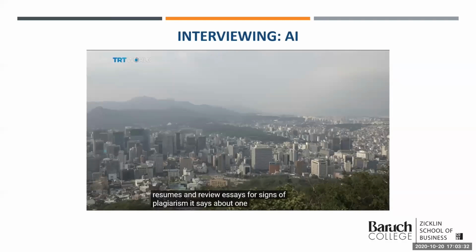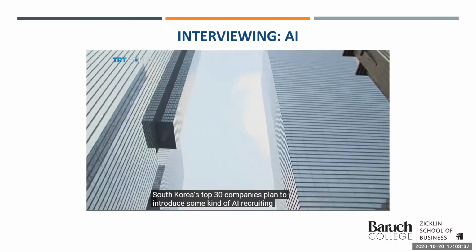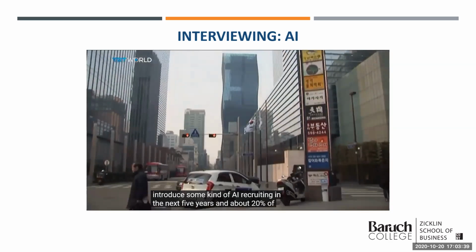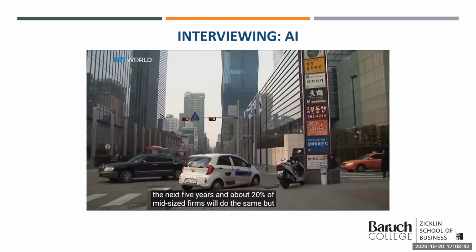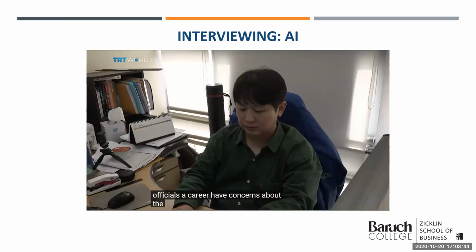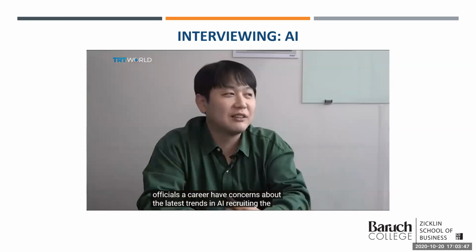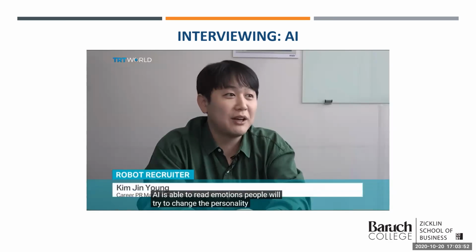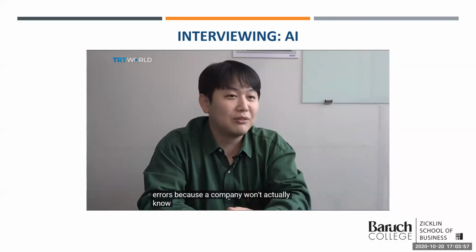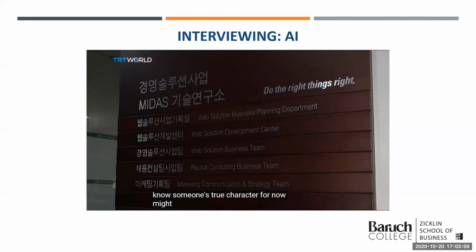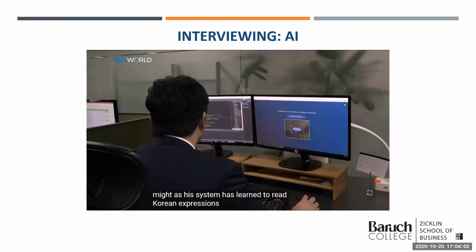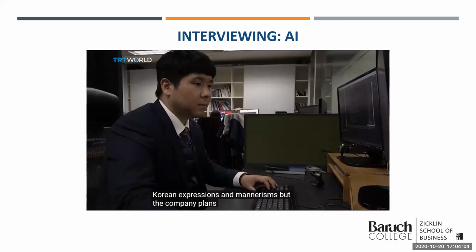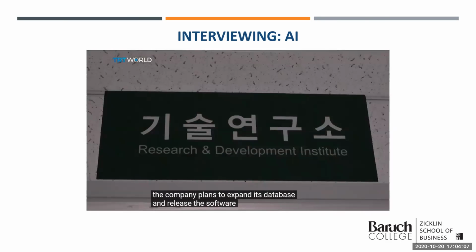According to job recruiting firm Career, the most common AI programs grade resumes and review essays for signs of plagiarism. It says about 1/3 of South Korea's top 30 companies plan to introduce some kind of AI recruiting in the next 5 years, and about 20% of mid-sized firms will do the same. But officials at Career have concerns about the latest trends in AI recruiting. If AI is able to read emotions, people will try to change their personality to fit the test. There will be more hiring errors because a company won't actually know someone's true character. For now, Midas's system has learned to read Korean expressions and mannerisms. But the company plans to expand its database and release the software abroad.